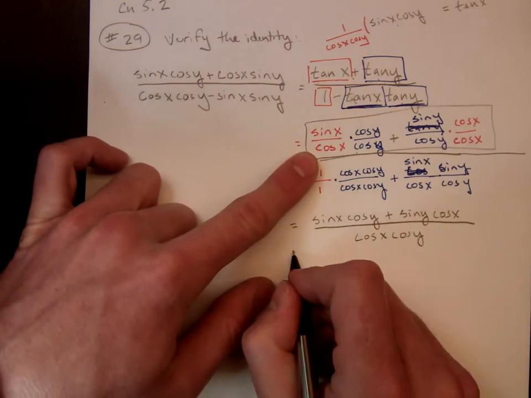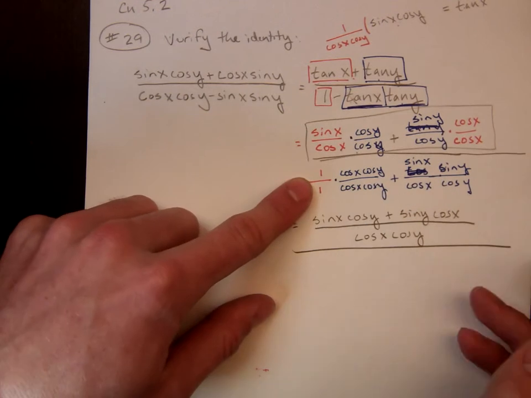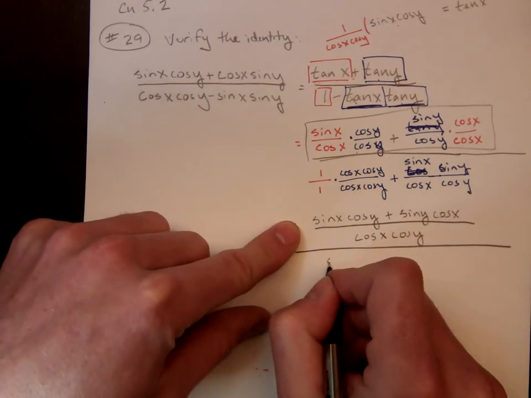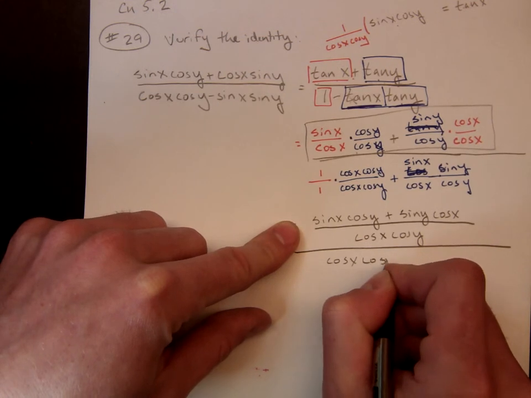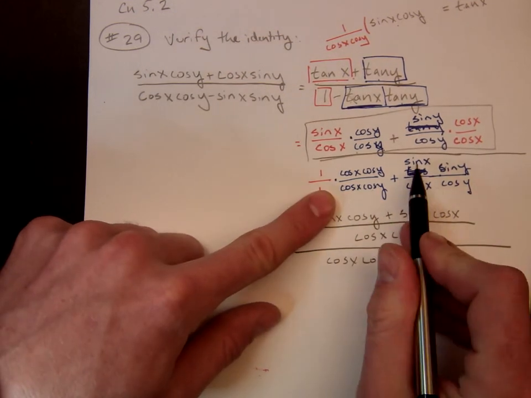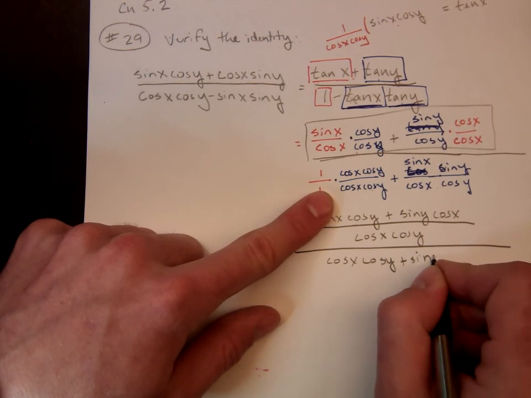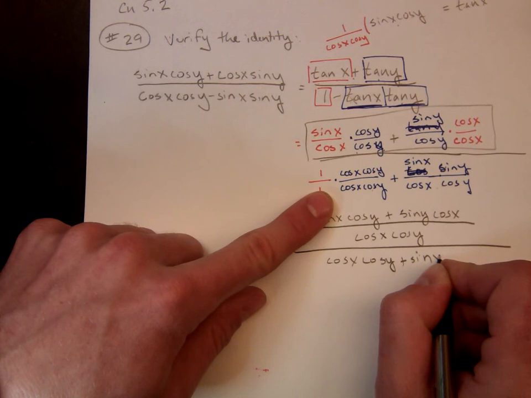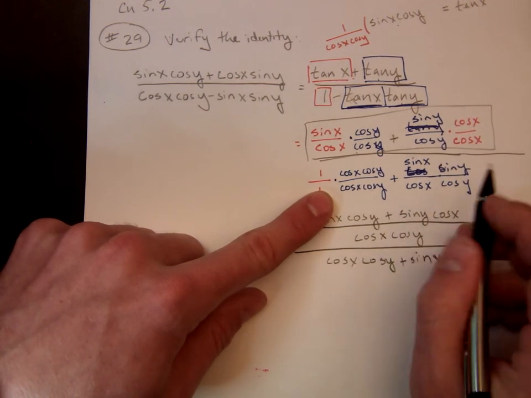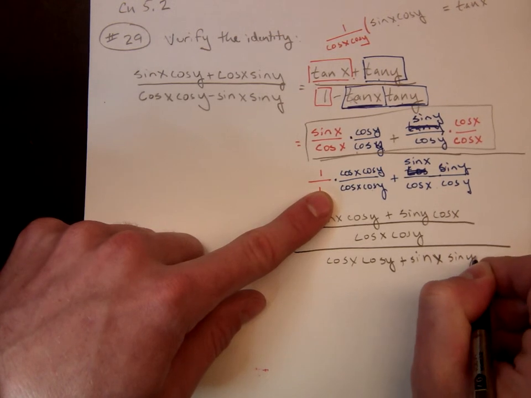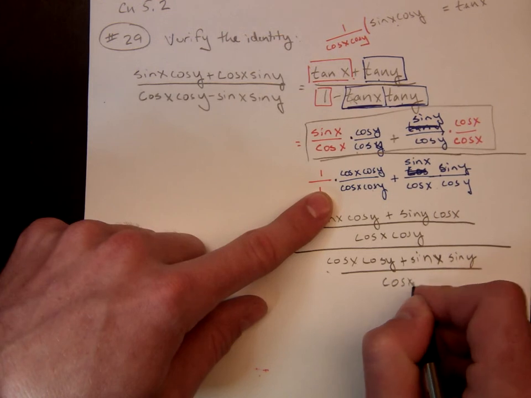Now I'm going to go ahead and draw another big fraction here, and I'm going to work on the bottom. So on the bottom, I just get cosine x cosine y, and since I have a common denominator now, I can just add the numerators: plus sine x sine y, and that's going to be over cosine x cosine y.